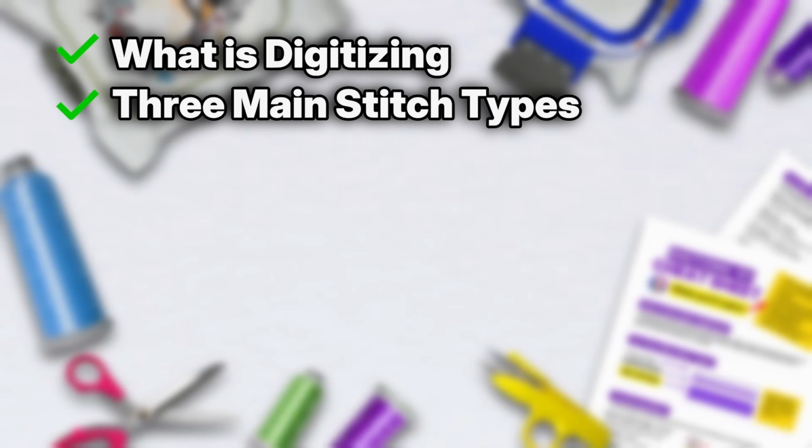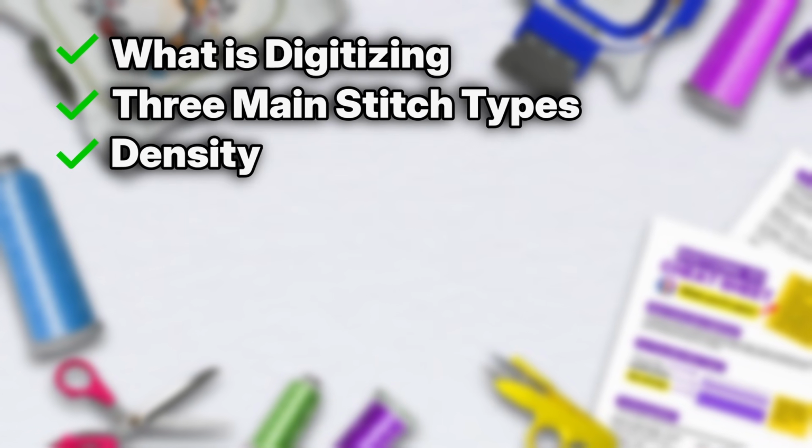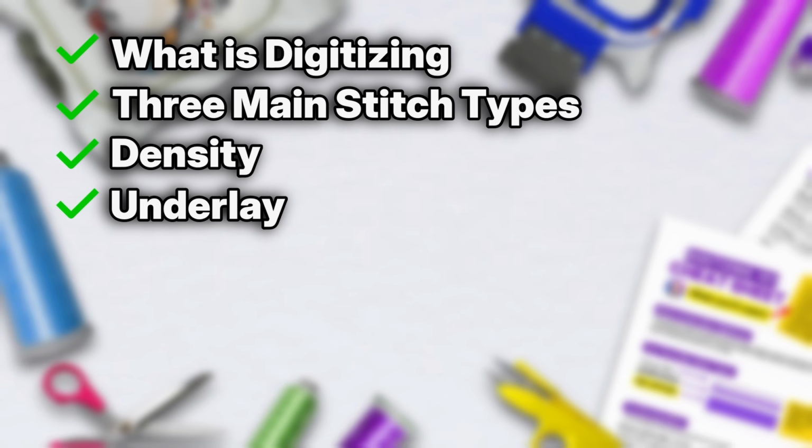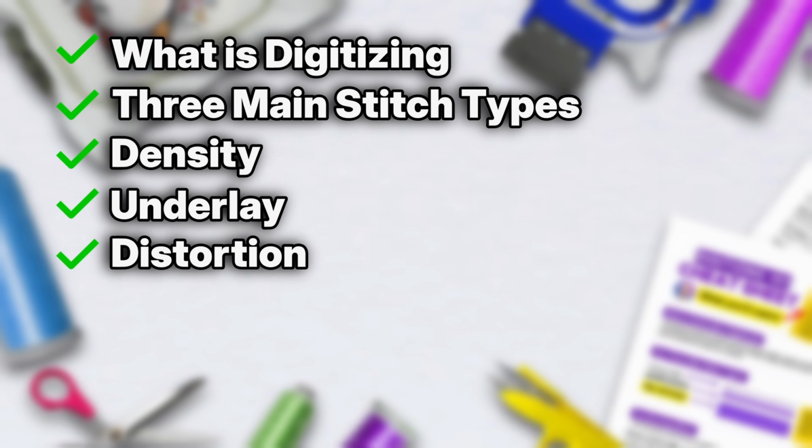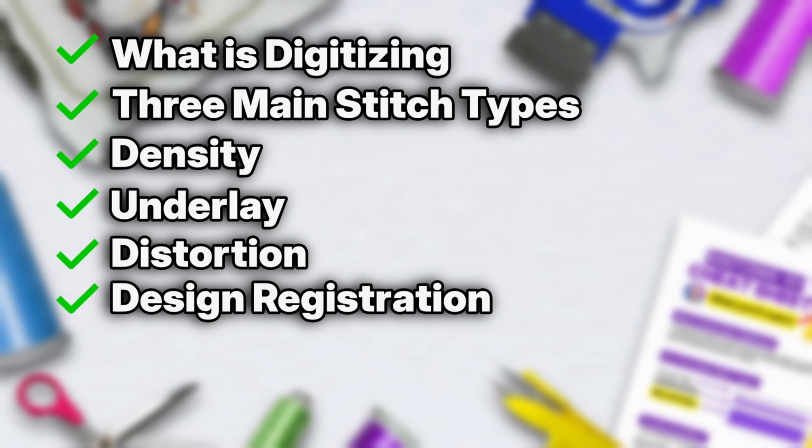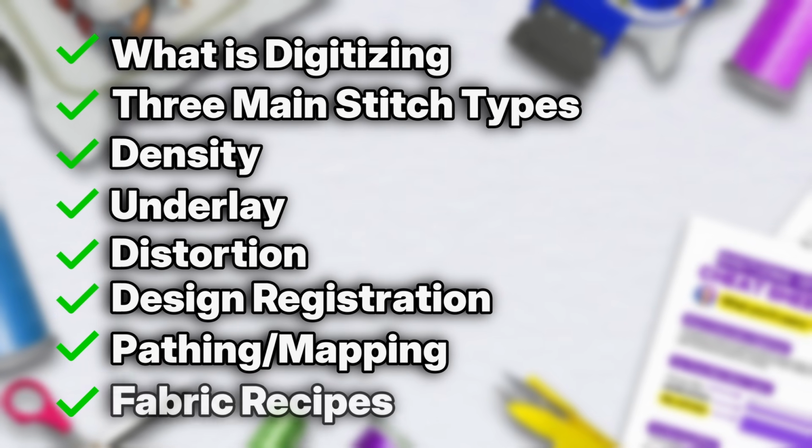Here's what this course will cover: what is digitizing, the three main stitch types and when to use them, how density affects your stitch outs, what underlay does and why it matters, why designs distort and how to fix them, understanding registration, pathing or mapping, and fabric recipes.